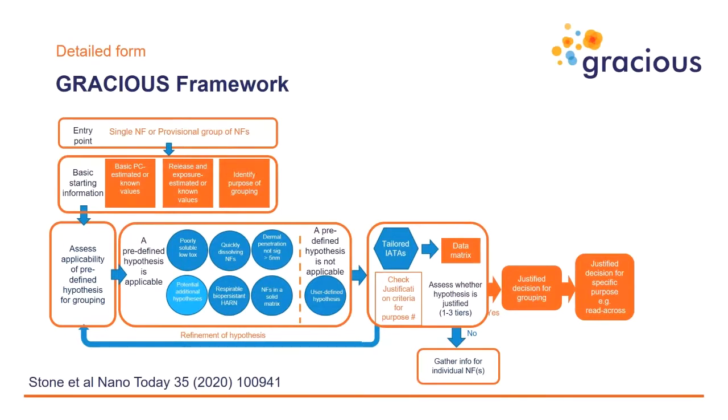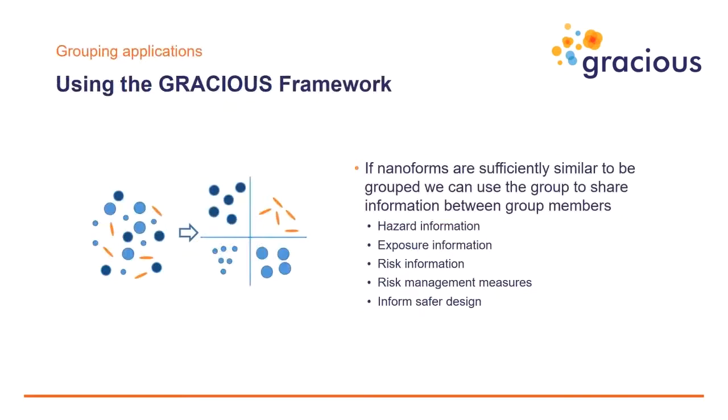You can then accept your grouping decision, refine your grouping hypothesis, or assess on a case-by-case basis. So once you've done your grouping, you can use this to fill data gaps for hazard. You can help to inform exposure information or risk information. It can feed into the design of risk management measures, and it can help to inform the safer design of new nanoforms in the future.